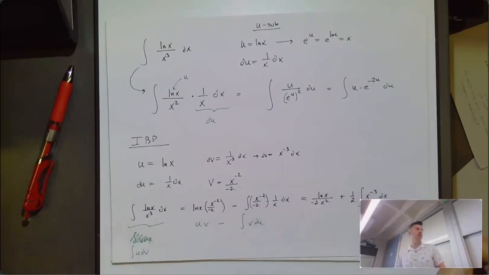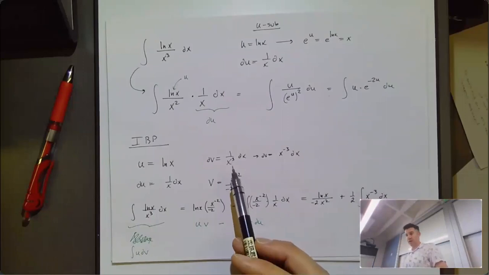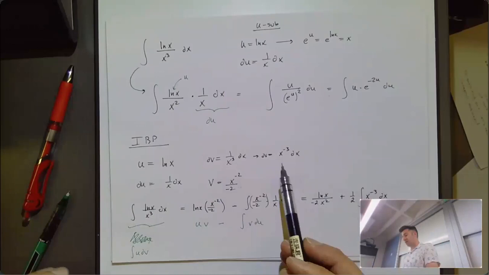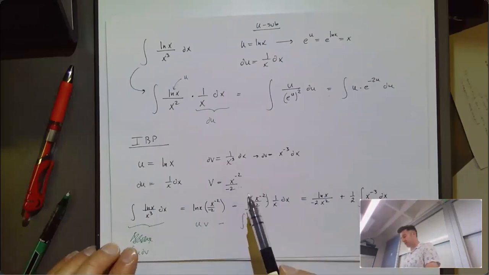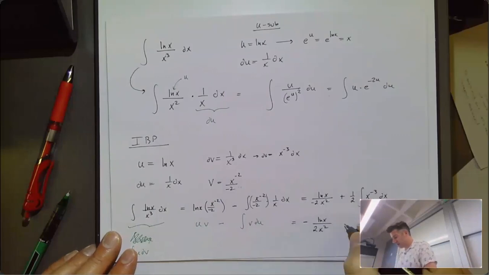This kind of thing always happens when you have an integration by parts with a natural log of x and an x to a power. You always end up getting an integral at the end that's the same as the dv you already did before. So right, I'm going to integrate x to the negative third. Oh, I've already done that. It's x to the negative 2 over negative 2. This ends up equaling negative natural log of x over 2x squared plus 1/2 times x to the negative 2 over negative 2.